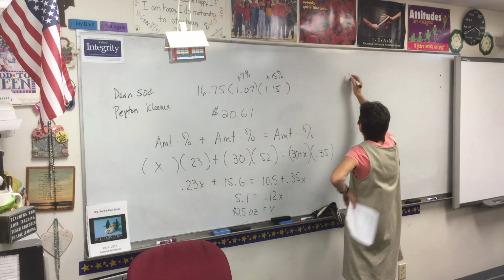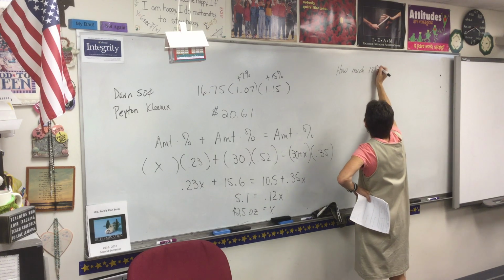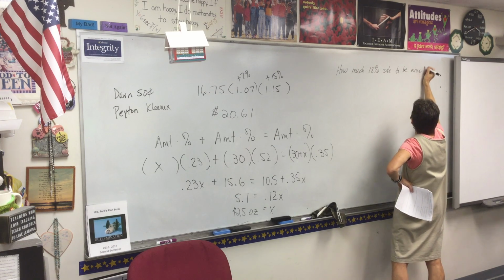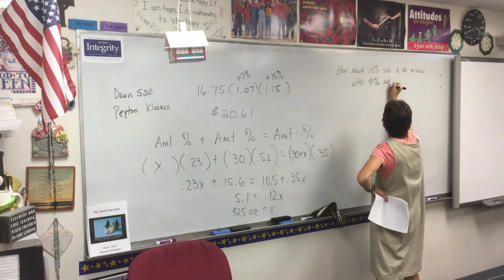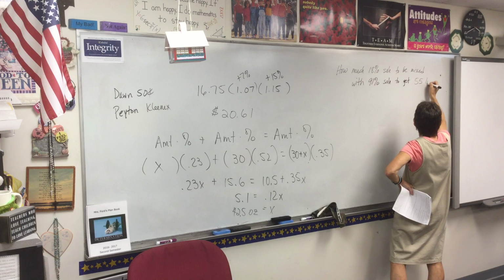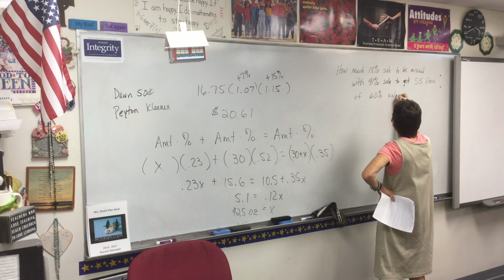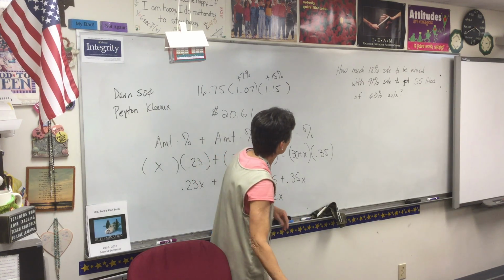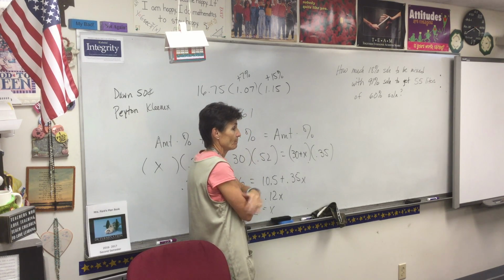While we're here, I'm going to do one more quick problem like this. How much 18% solution to be mixed with 91% solution to get 55 liters of 60% solution. This is not on the sheet. This is an extra one I want to do. You can get down there at the bottom for sure. You have room. But I want to make sure you can do this kind of mixture problem.